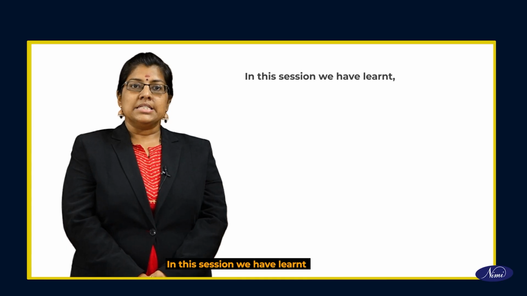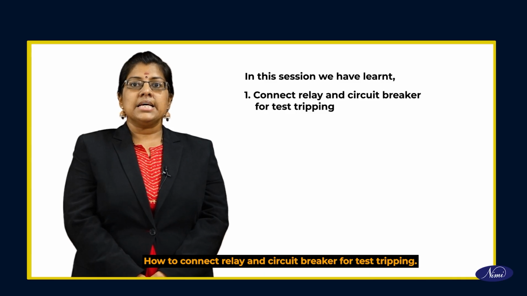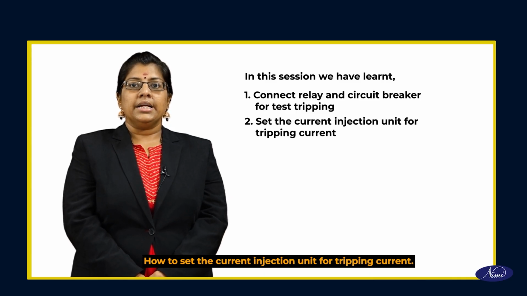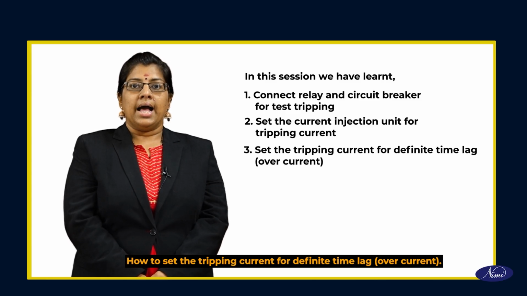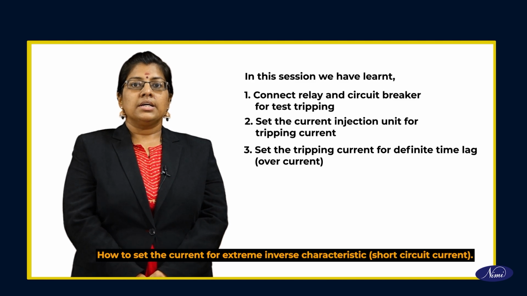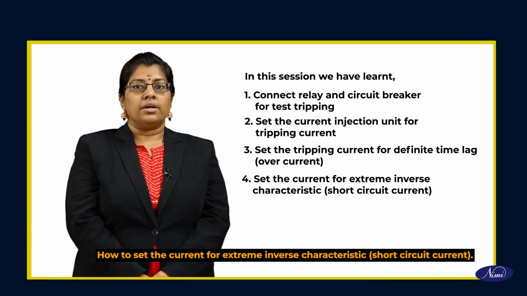Recap. In this session, we have learnt how to connect relay and circuit breaker for test tripping, set the current injection unit for tripping current, set the tripping current for definite time lag overcurrent, and set the current for extreme inverse characteristic, short circuit current.